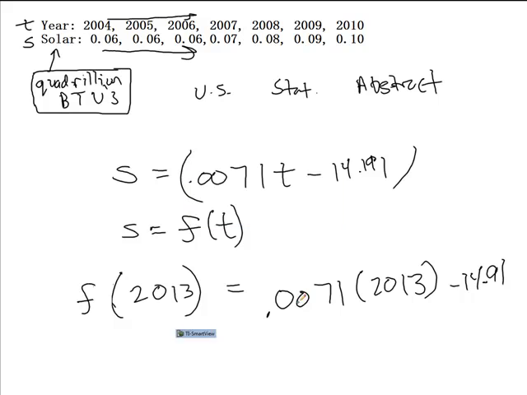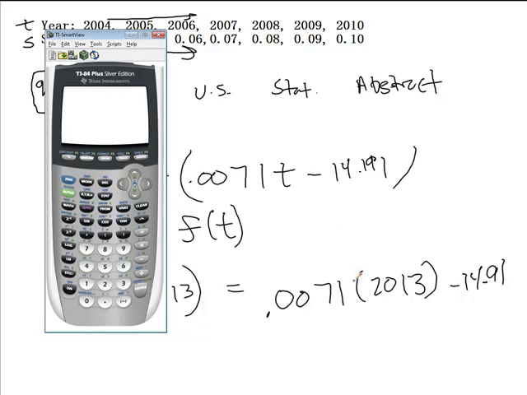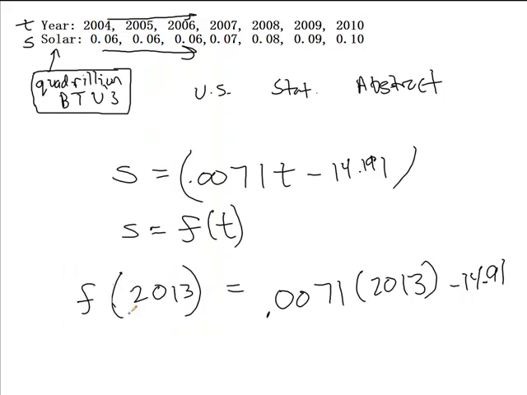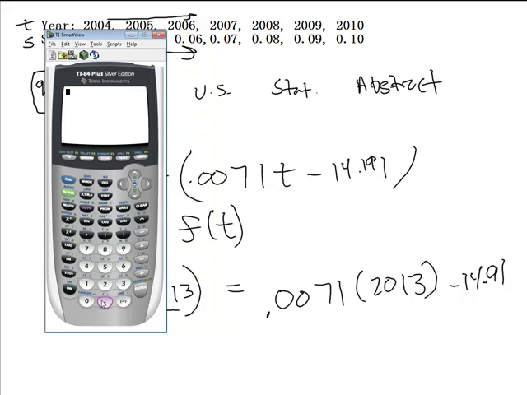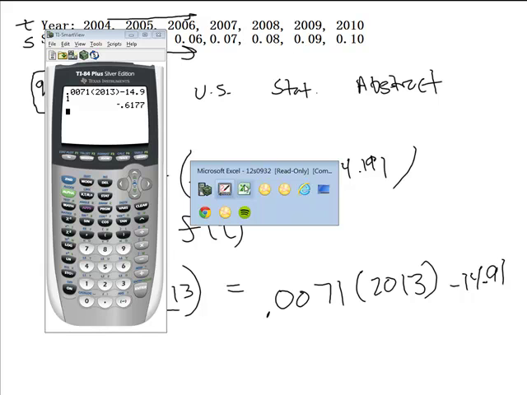So we can now come over here to our calculator. Now this one does mean multiplication, right? It's kind of confusing at first. The f of just tells us what the input is that we're going to process on the right-hand side of this equation. 0.0071 times 2013, and definitely we could just use the multiplication sign if we want, minus 14.91, and we get, in this case, did I mistype something here? Well, let's see. Let's try to figure out what happened.